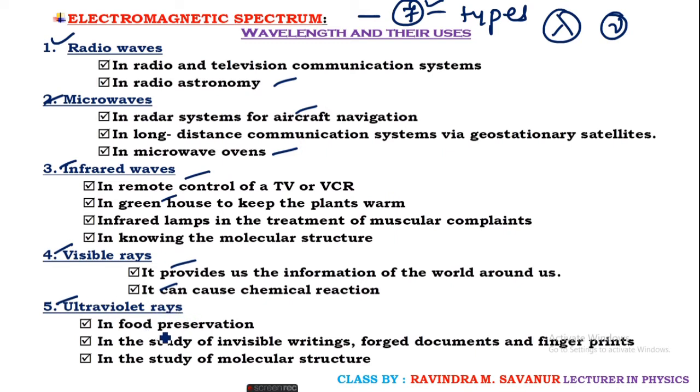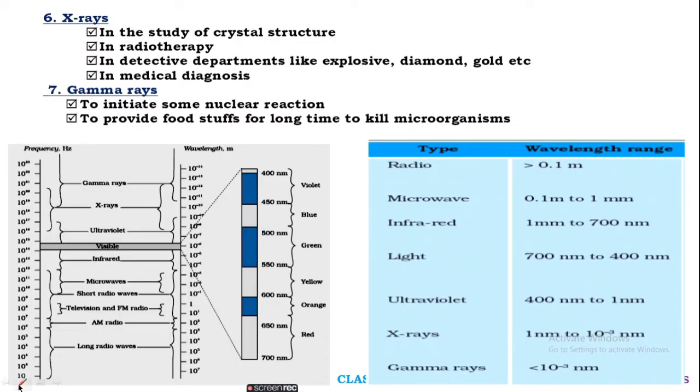Ultraviolet rays, what are they used for? Food preservation, and they can be used to study invisible writings, forged documents and fingerprints, and in the study of molecular structure. Similarly, the sixth one, X-ray. X-ray is also used for radiotherapy, to detect explosives and diamonds, and it is used in medical diagnosis. The final one is gamma rays, which are used in nuclear reactions particularly, and used to preserve foodstuff for a long time by killing the microorganisms.